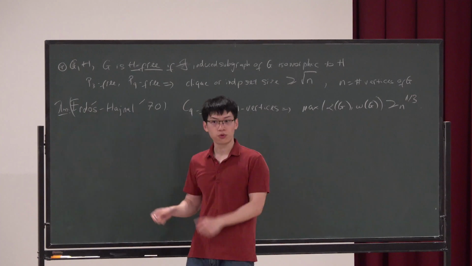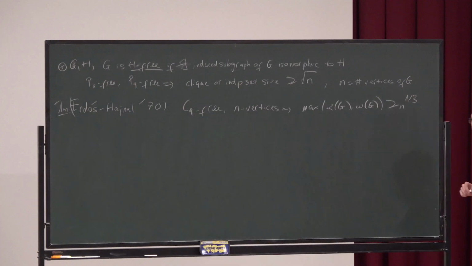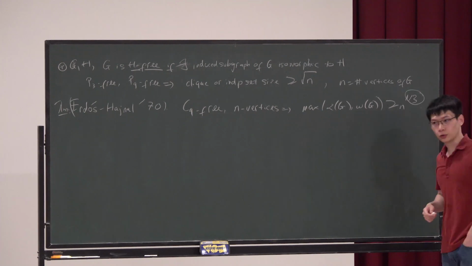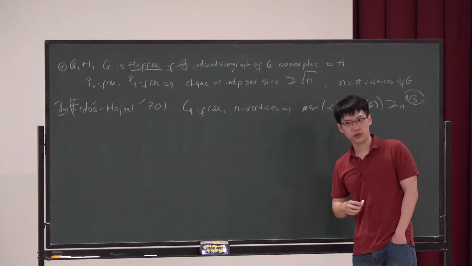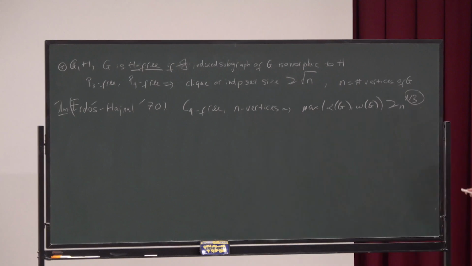One of my favorite open questions, which I am trying to advertise these days, is the problem of deciding whether this one-third exponent is optimal. So far, we still don't know if it's optimal, and I think it will be very nice if we can find a better argument than what Erdős and Hajnal did, or we can find a good example of C4-free graphs.